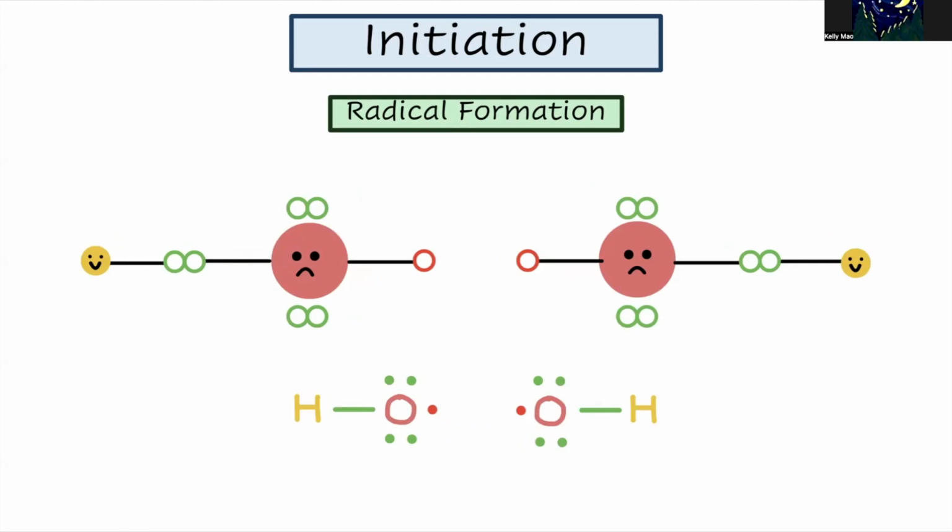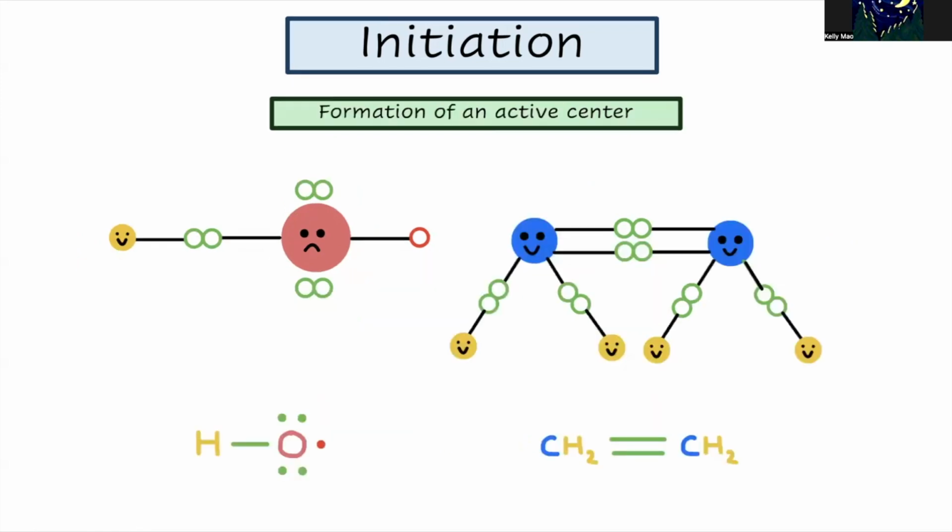Since molecules with unpaired valence electrons are energetically unfavorable, radicals are highly reactive compounds. Radicals want to react with and form a bond to other molecules to no longer exist in this highly energetic state with the unpaired valence electron. The next step in the process is the formation of an active center by the transfer of the unpaired valence electron to a monomer. Here we have a radical on the left and an ethylene monomer on the right.